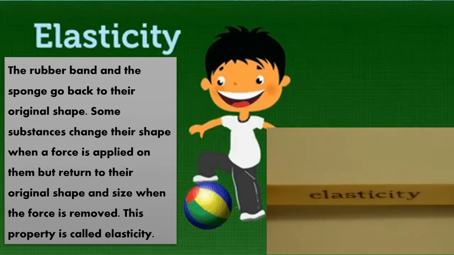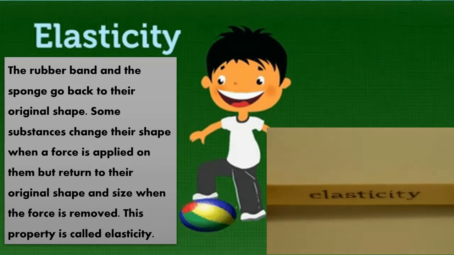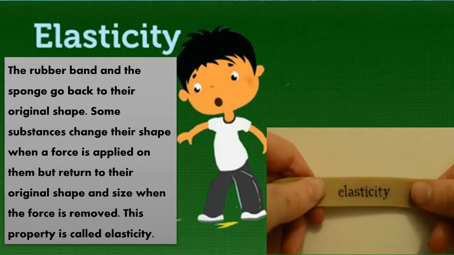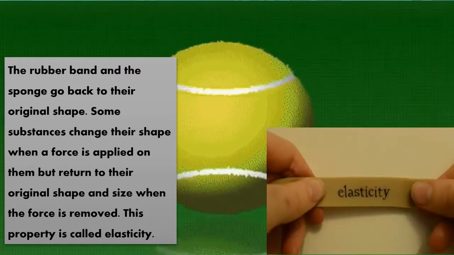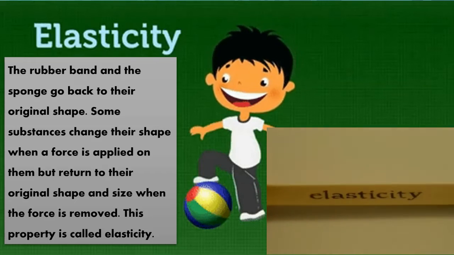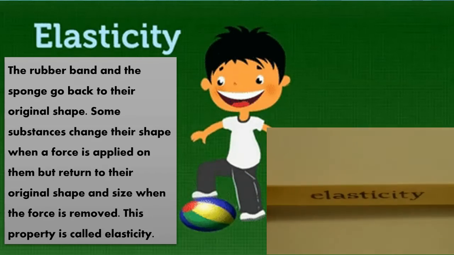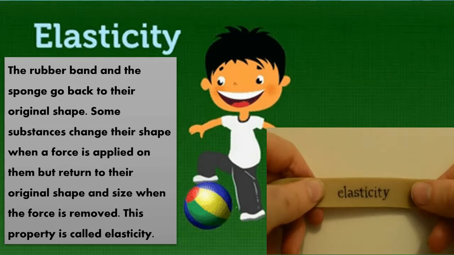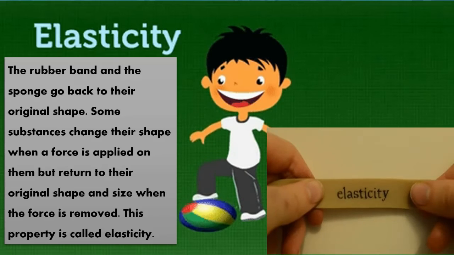Some substances change their shape when a force is applied on them but return to their original shape. Like here you can see a rubber band being pulled, and once it is released, it comes back to its original shape and size when the force is removed. So this property is called elasticity. What is it called? It is called elasticity.